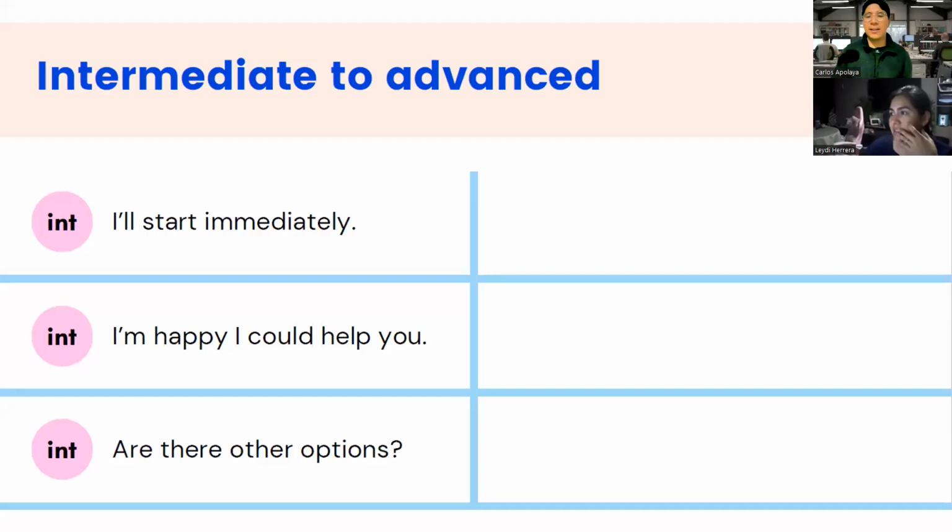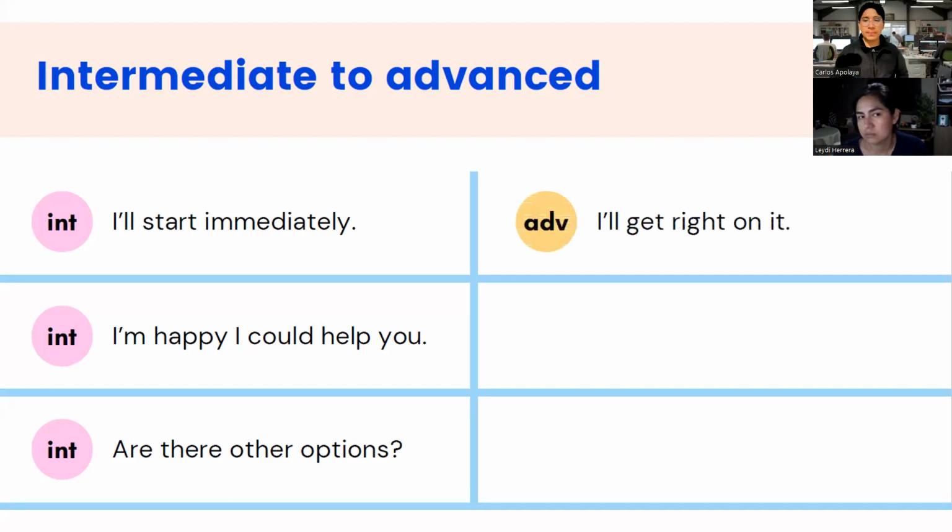Okay, in this presentation, we have a lot of expressions that you might use in your day. For example, intermediate students basically say, I'll start immediately. But you cannot say that because this is very basic. You can say, any ideas? No? I'll get right on it. I'll get right on it. Okay. Oh, I'll start immediately. I'll do it right now.